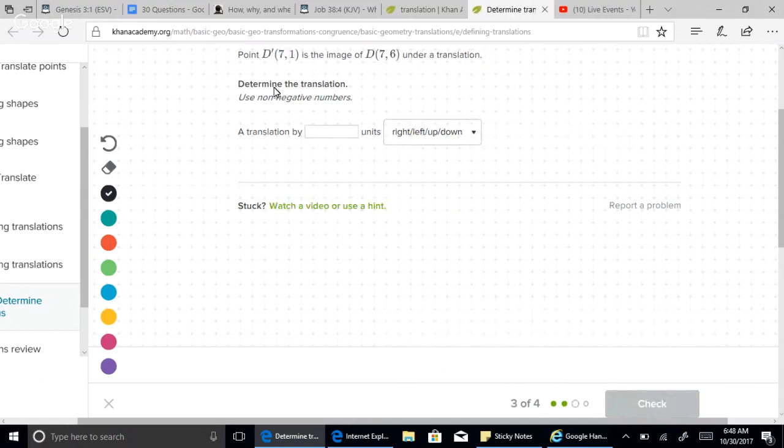Point D', this is after the translation, is (7, 1), and is the image of D (7, 6) under a translation. So this is where we started. We started at 7 and we ended at 7, so we didn't move at all. Here we started at 6 and we went to 1, okay? What's the distance between 6 and 1 on a number line? Well, the distance is 5 units. And because we started at 6 and then we moved to the 1, it's going to be 5 units down.